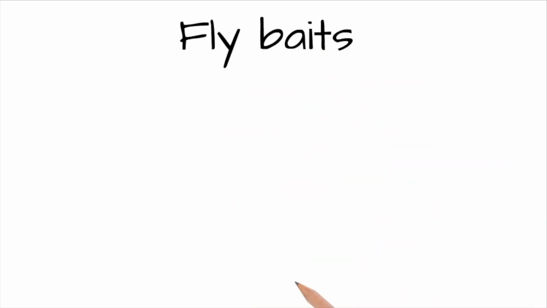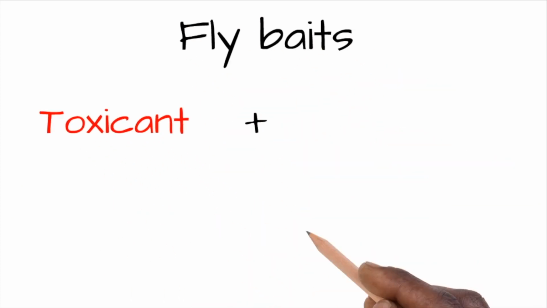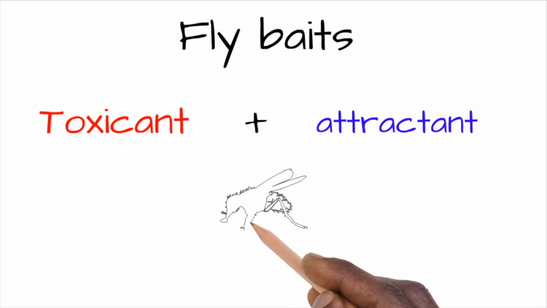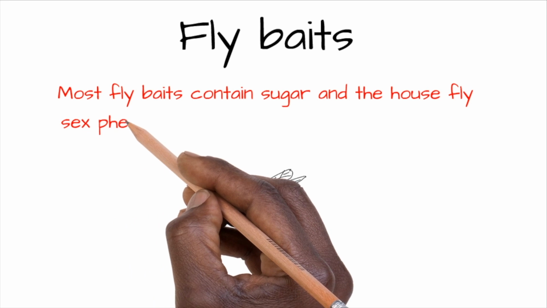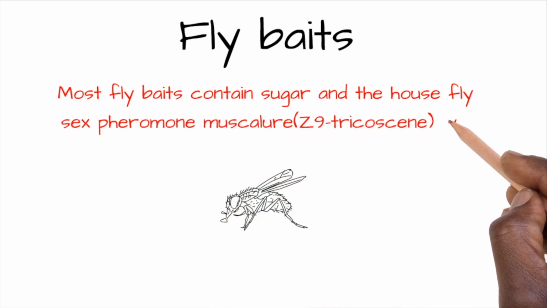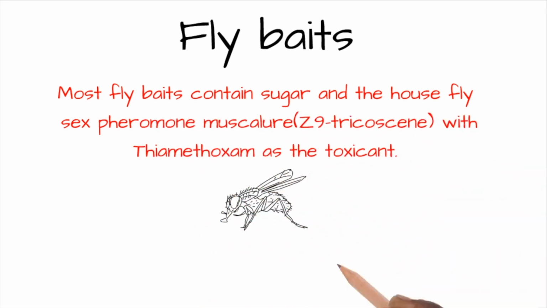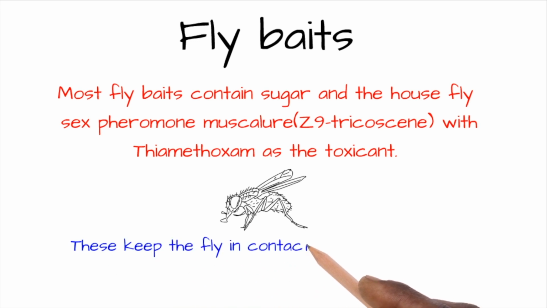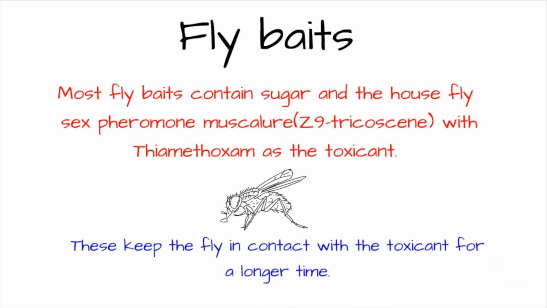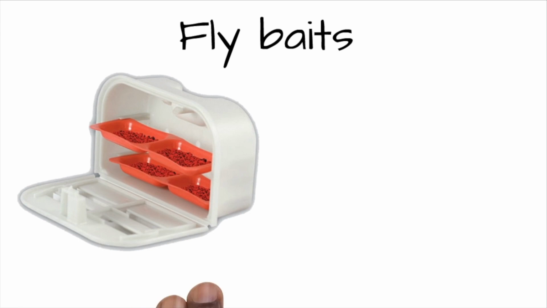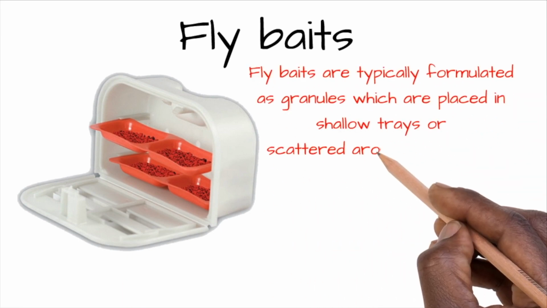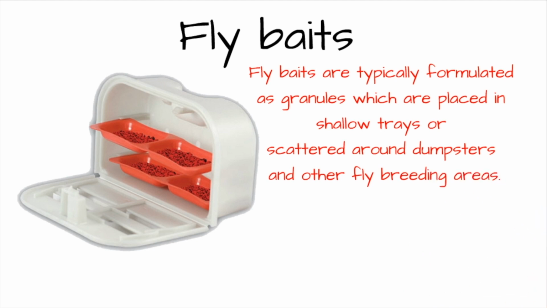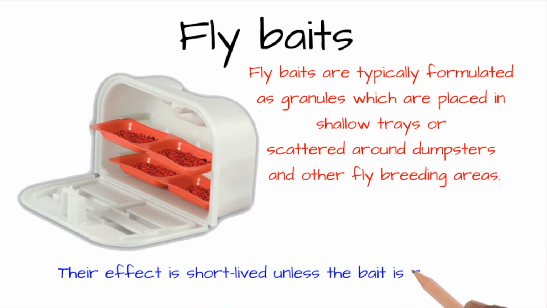Fly baits. Baits are a mixture of toxicants and attractants and are used primarily to control houseflies. Most fly baits contain sugar and the housefly sex pheromone muscalure, (Z)-9-tricosene, with thiamethoxam as the toxicant. These keep the fly in contact with the toxicant for a longer time. Fly baits are typically formulated as granules, which are placed in shallow trays or scattered around dumpsters and other fly breeding areas. Their effect is short-lived unless the bait is reapplied.